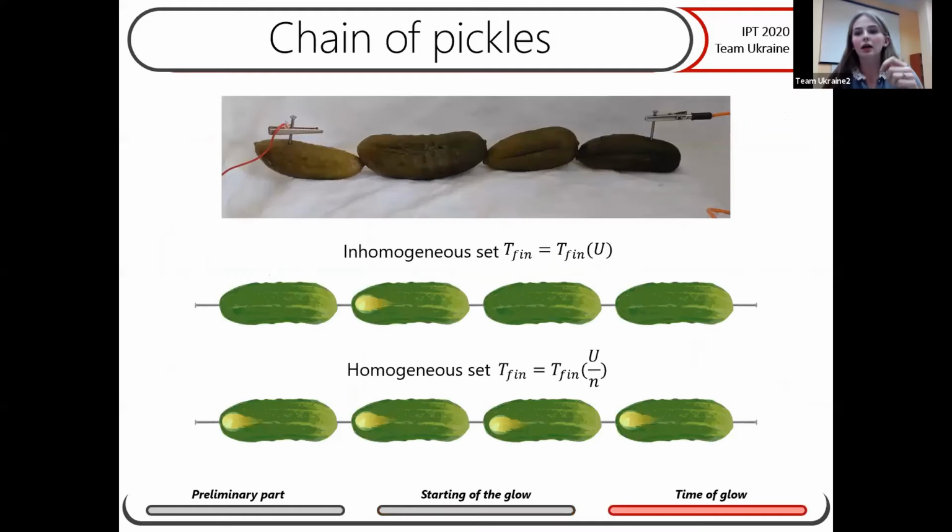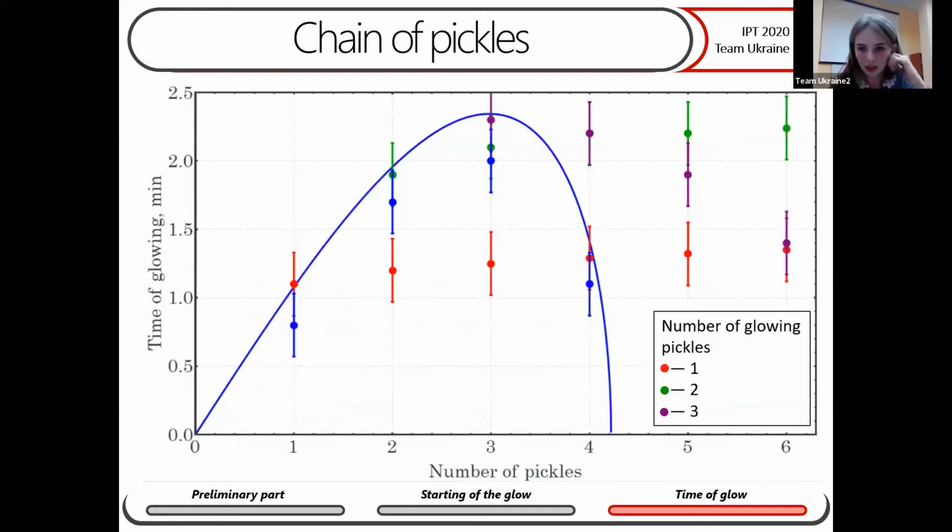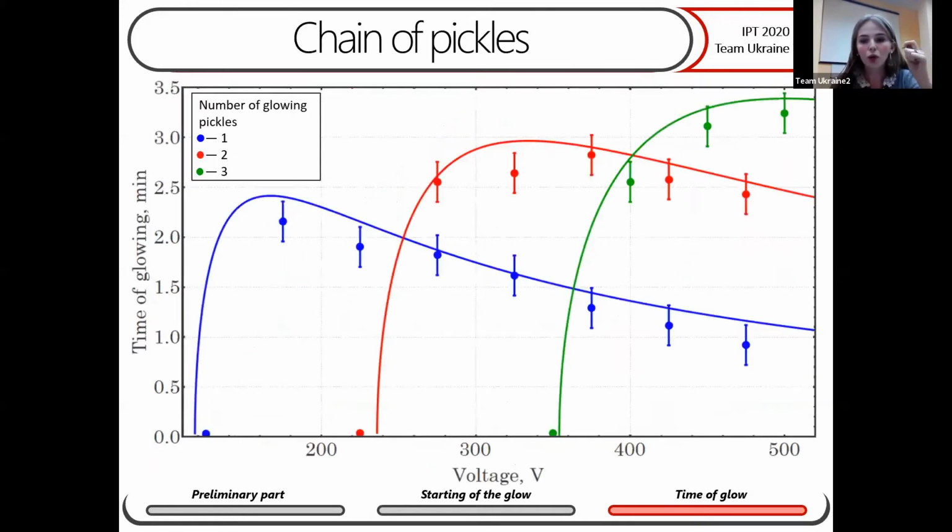Now consider the effect in a chain of pickles. There are two possible glowing regions: when only one pickle glows, or, under special geometrical and experimental conditions, several pickles glow homogeneously. The glow time in this case is determined by the voltage in the chain. And we can get the dependence of the time of glowing on the number of pickles in a chain for different numbers of glowing pickles, and also the dependence of the time of glowing on voltage with different numbers of pickles.